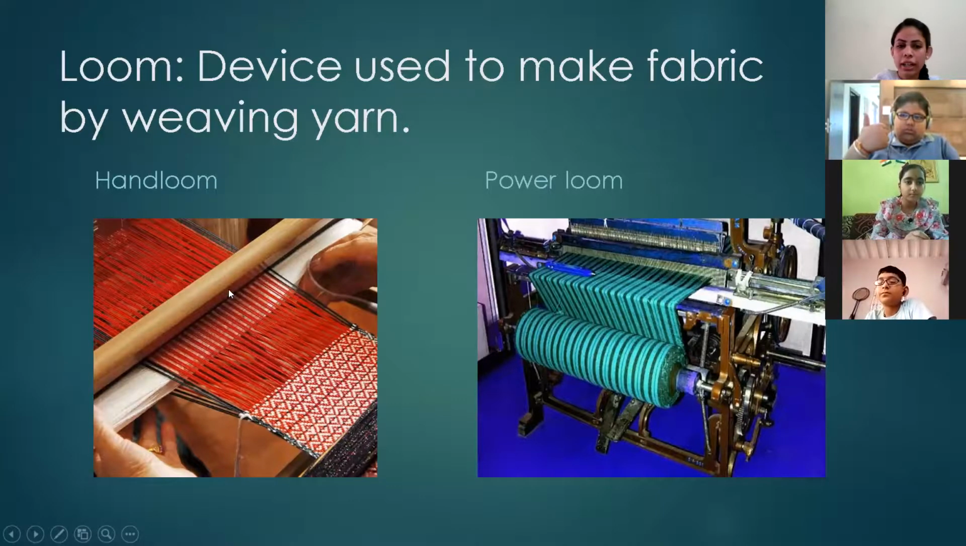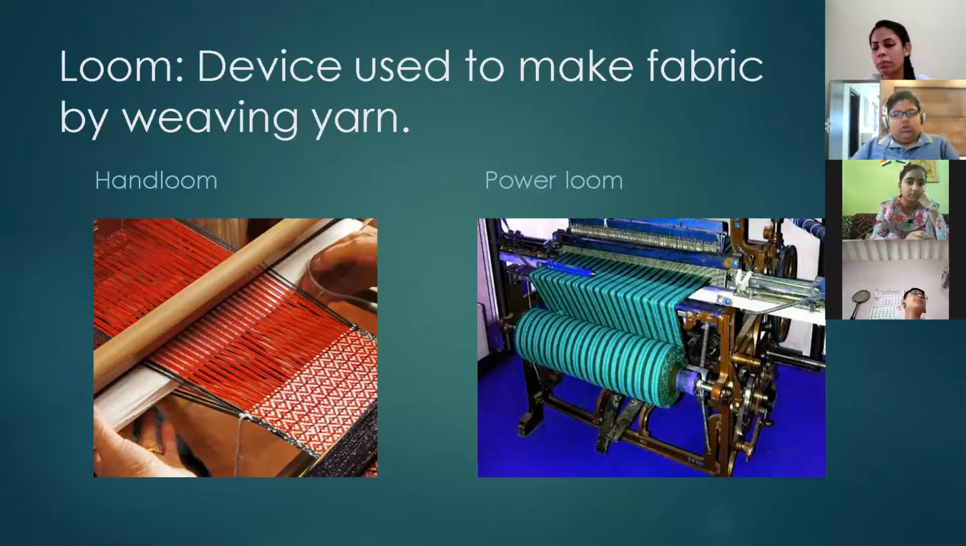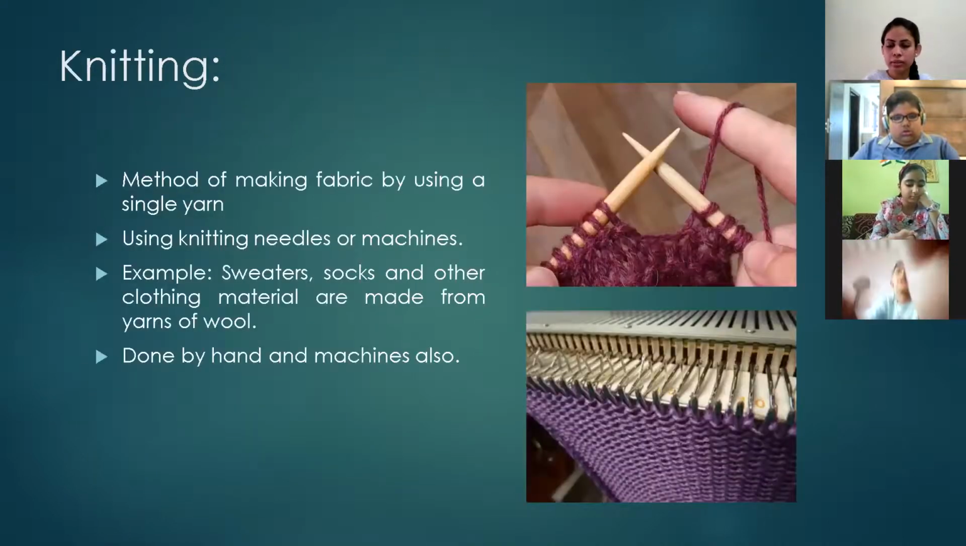In the hand loom, the person is using his hands to make the fabric, and in the power loom there is no need of any human. The weaving is done by the machine by the use of electricity. Power here means electricity, so the loom that is operated by electricity is called a power loom. Okay, simple. Now next is knitting.